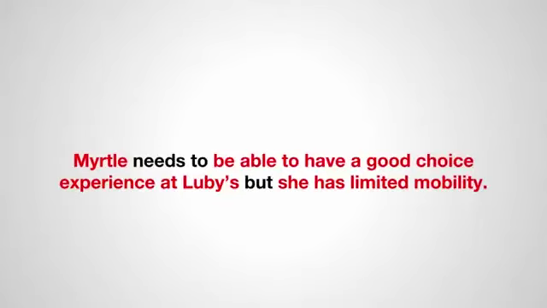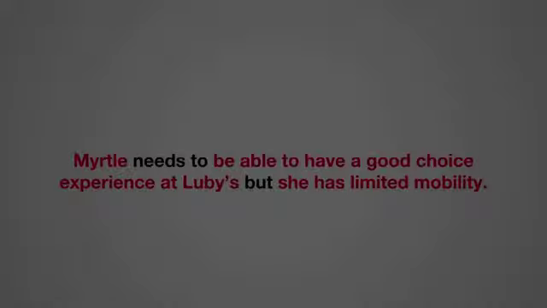So my unique perspective or point of view that I want to solve for Myrtle is Myrtle needs to be able to have a good choice experience at Luby's, but she has limited mobility. How could I fix that experience for that user? In other words, how can I fix the dining experience for a female senior citizen who has limited mobility?